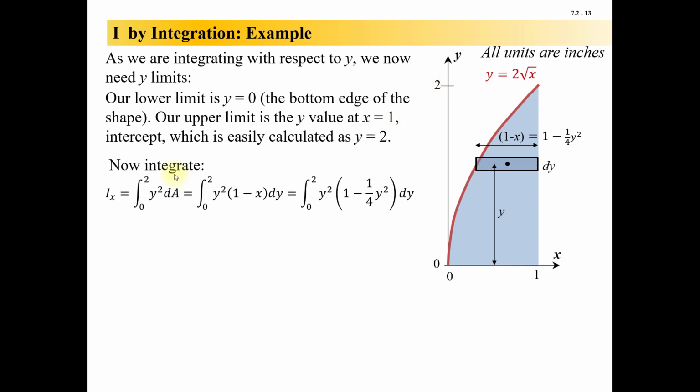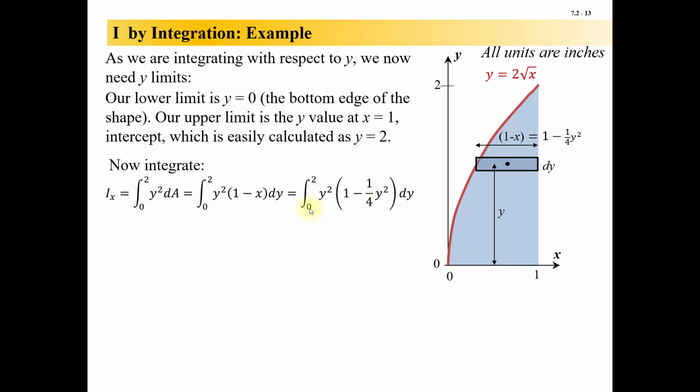So now I'm going to integrate. My integral between 0 and 2 of y squared dA. So 0 to 2, y squared, and then dA, this area here, is 1 minus x times dy, right? So there's dA, and remember 1 minus x is the same as 1 minus 1/4 y squared. I need everything in terms of y.